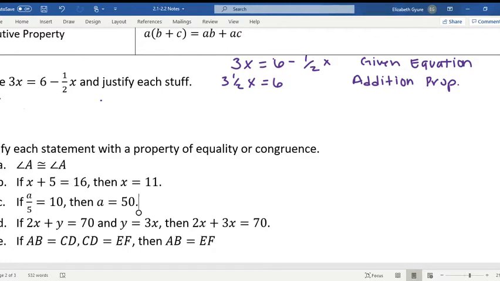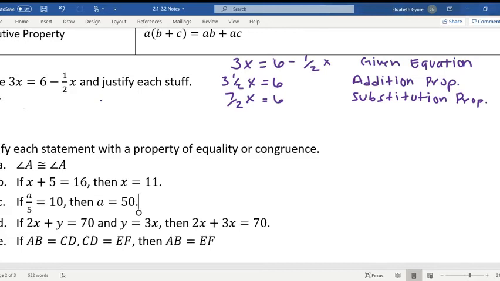Now, I don't really want to work with 3 1/2, so I'm going to change that into an improper fraction, which would be 7/2 x equals 6. Now, 7/2 and 3 1/2, those are equivalent values. They mean the same thing. So I'm going to say that that is the substitution property, because I am just replacing an equivalent value.